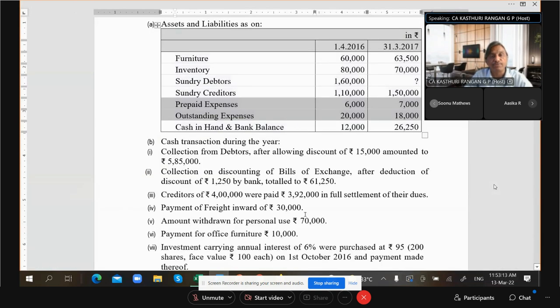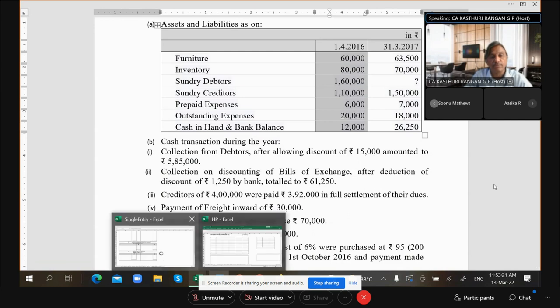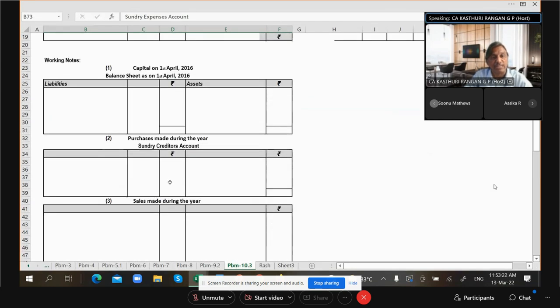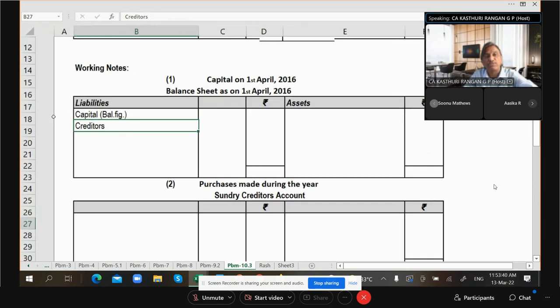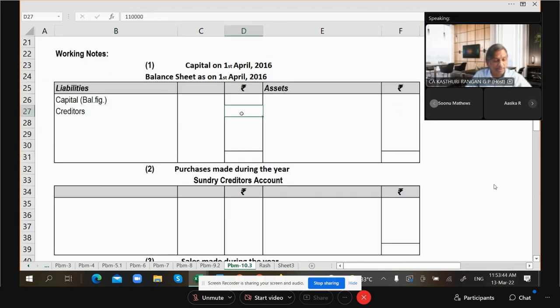Now what we have to do? In the opening balance sheet, we have to record all this to find the opening capital. So what is opening balance sheet? That is working note number 1. The capital will be the balancing figure. Record the creditors. Opening creditor, how much? Record it. 1,10,000 given in the problem. What is outstanding expense? 20,000 given in the problem.